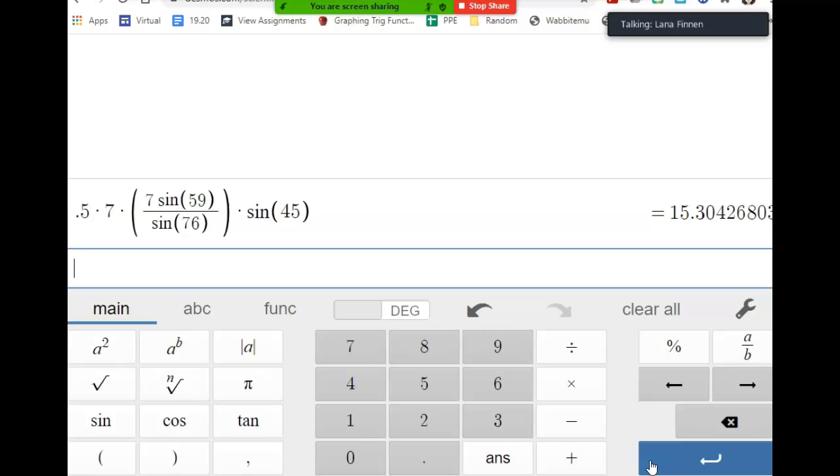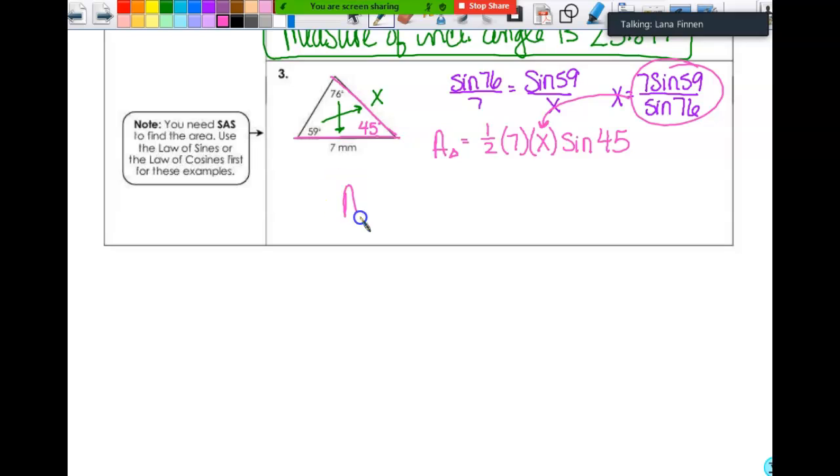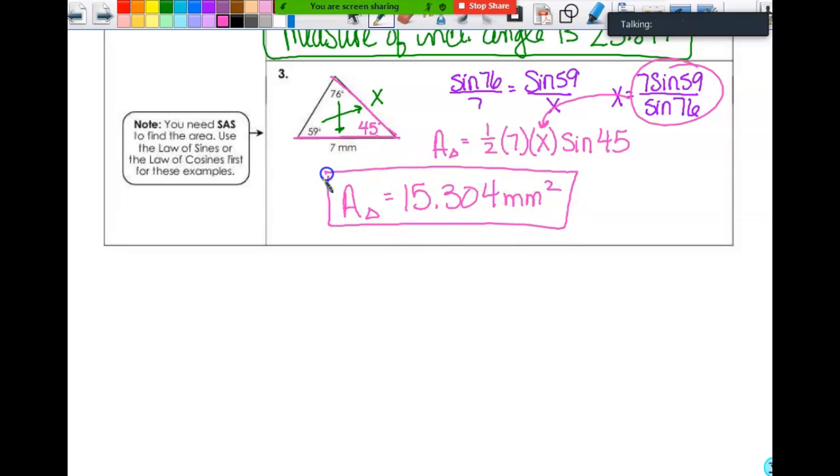Okay. Any questions at all about calculator issues or whatever? Okay, so this will give me area of the triangle is equal to 15.304 millimeters squared. Okay. Oh, yeah, that's right. Thought I wrote the wrong number. Any questions at all? Okie dokie.